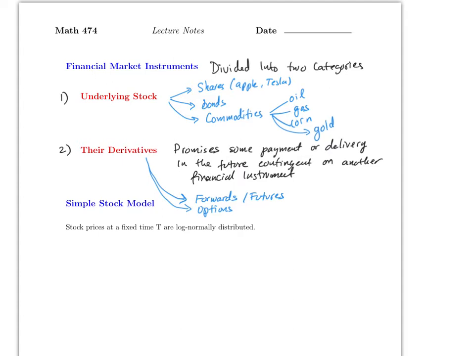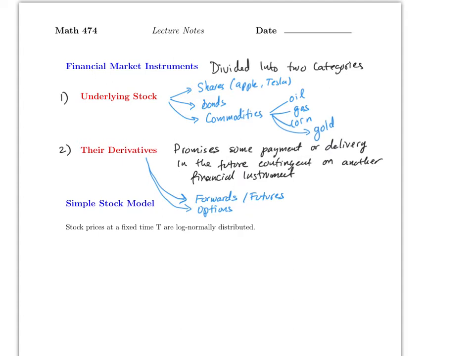So the idea of this class is we're going to have specific derivatives. We're going to start with forwards, and what should be the fair price of this, so that in the future you will get something, or you will deliver something. It could be gold, gas, or a share of Apple, or a share of Tesla, stuff like that.